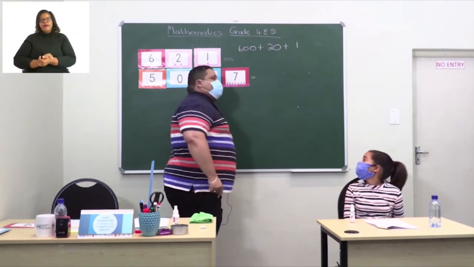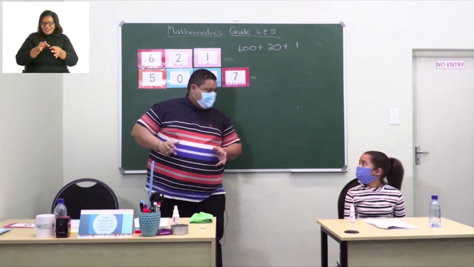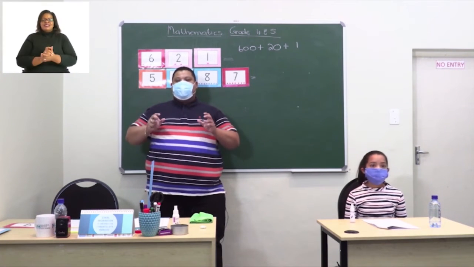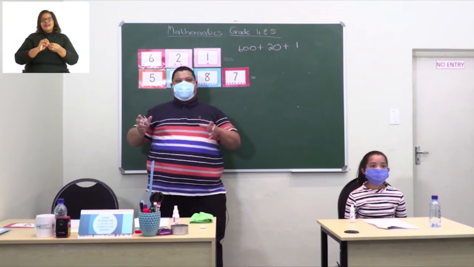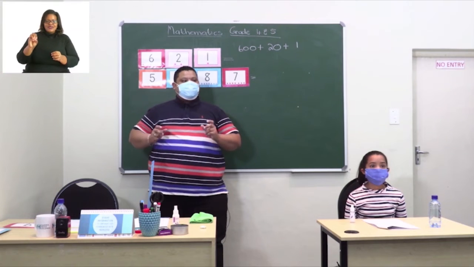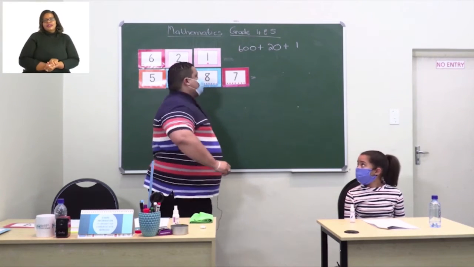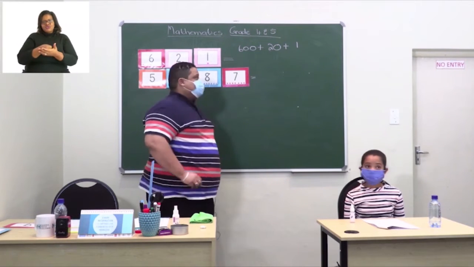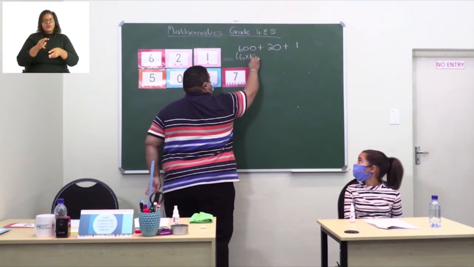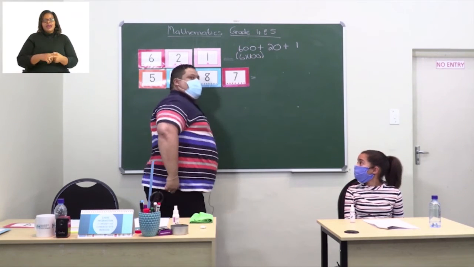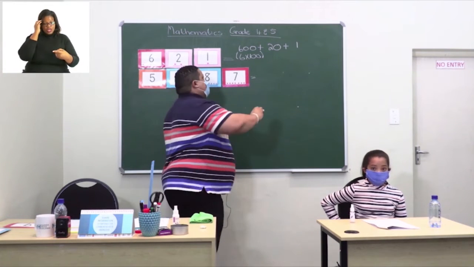Now that's one way of writing expanded notation. Are we together, my friend? That's one way of writing expanded notation. 600 plus 20 plus 1. But there's also another way where we use multiplication. So let's see how that way works. We have 6 times 100. And we all know 6 times 100 equals 600.